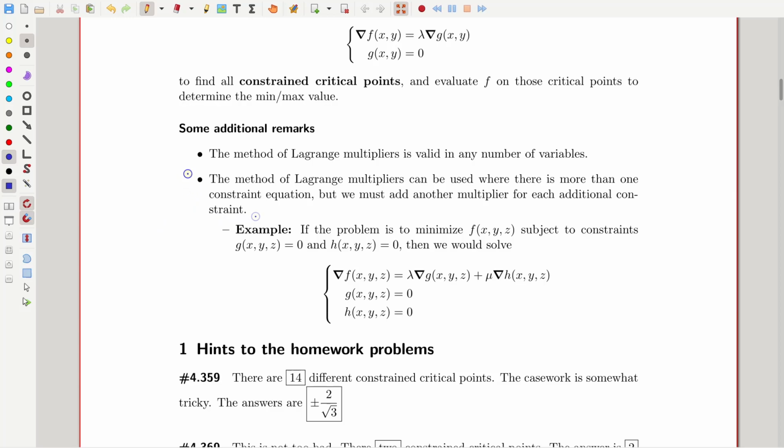Now, this wasn't on the homework set that you have. You only have one constraint. I think I've, at one point in the past, done a problem with two constraints.